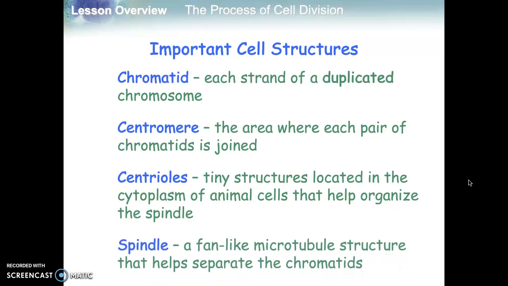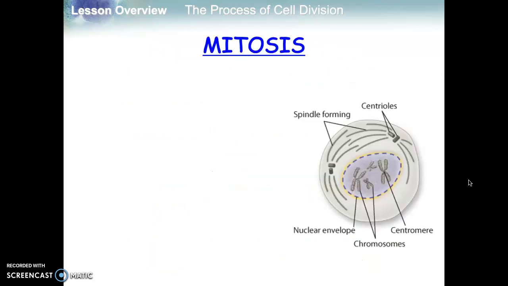And then, as I mentioned, you have a spindle. That is a fan-like microtubule structure found in animal cells. And again, these fibers attach to the centrioles and chromosomes to help pull the genetic material apart or split those double-stranded chromosomes. Okay, so do remember this terminology. I will be talking about each as I move through mitosis here. Okay, so let's get going.